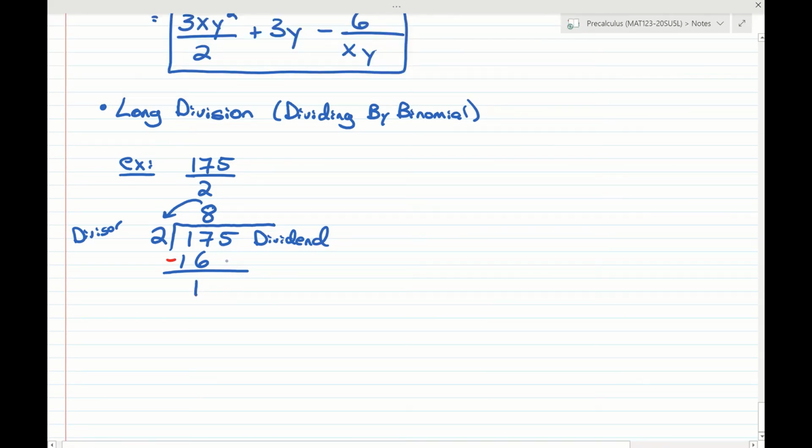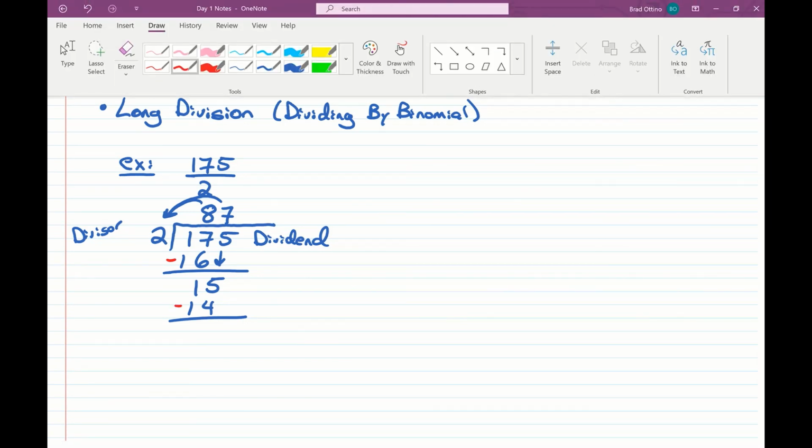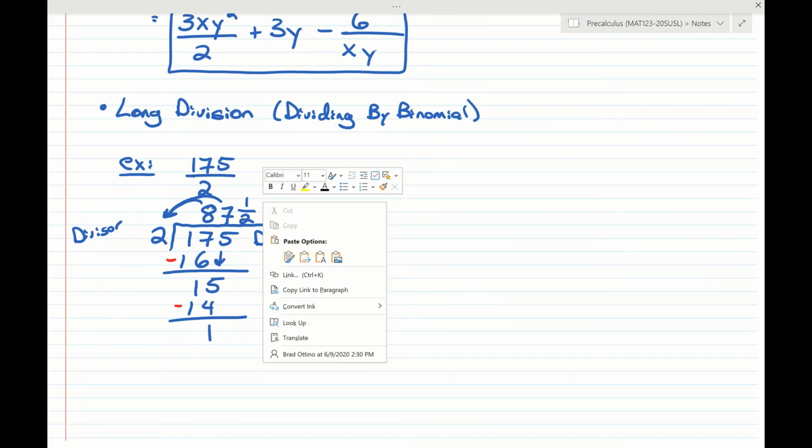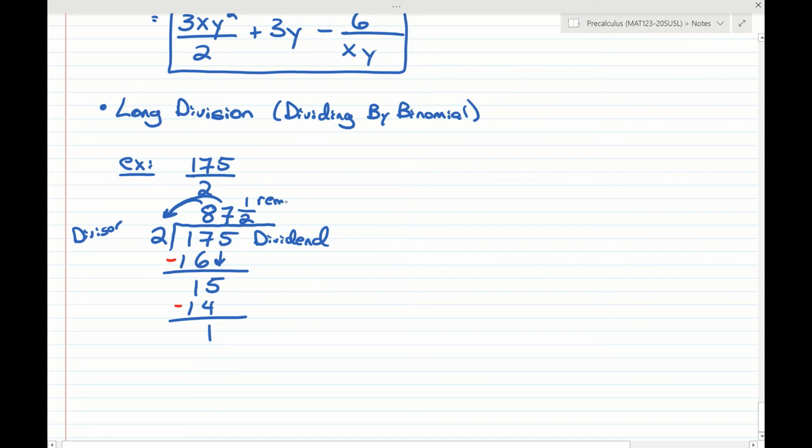Okay, so that gives us 1, and we bring down the 5. 2 times what gives you 15? Well, 7 gets us close. 7 times 2 is 14. We always subtract these numbers, and we get a remainder of 1. Now the way that we write our remainder, we don't really want to use decimals. We always write the remainder over the divisor. So let me write that out here. This is the remainder over the divisor.